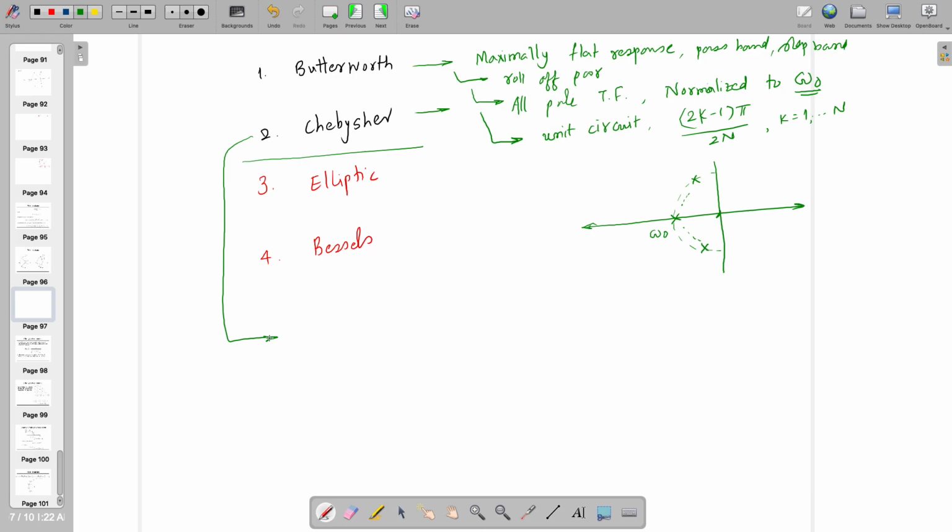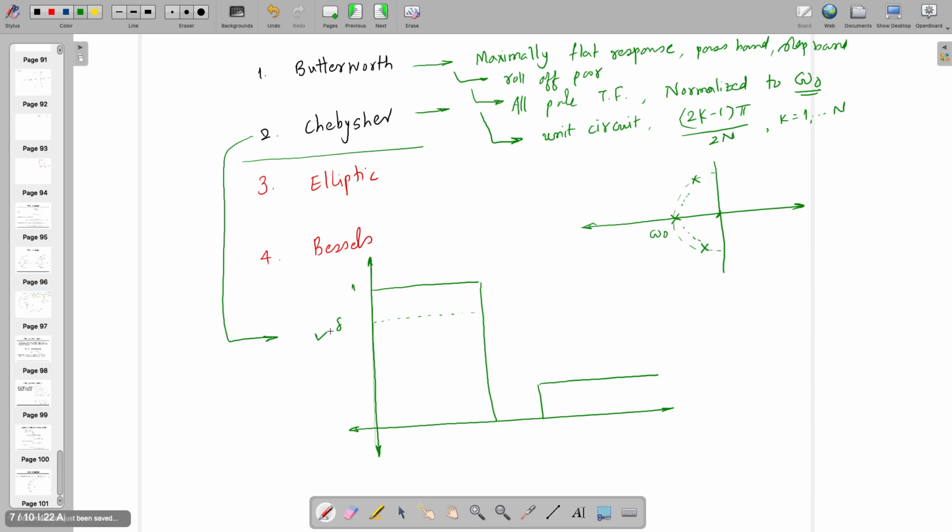In that there are two kinds of approximation, by the way. One says that the response will look like this one. So here you will have some delta error. Let's say this is 1 minus delta p, and here it's delta s. This will be omega p and this will be omega s. Omega p is the passband frequency and omega s is the stopband frequency.